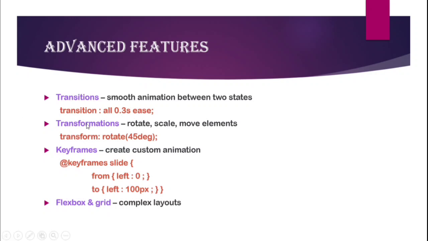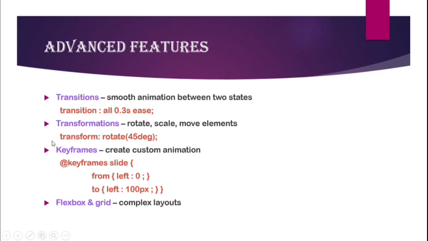Then we have transformations. What is a transformation? We want to rotate or scale the image. That means you want to enlarge the image when you hover onto it, or you want to shrink the image, or you want to move the elements towards the right side or left side. You want to move them up and down. Then we use the transformations.